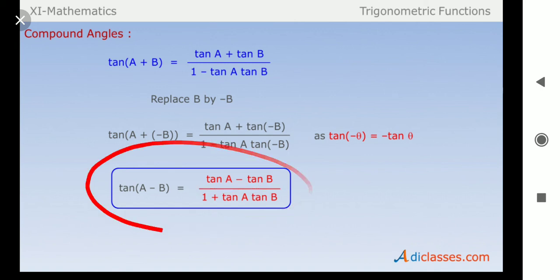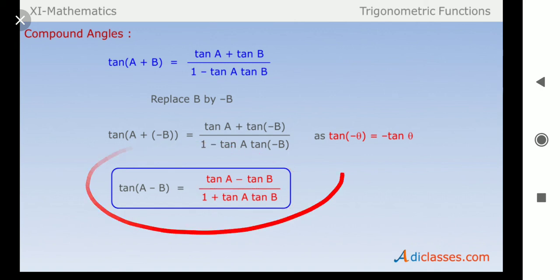So these are the formulas for the sum and difference of two angles in terms of sine, cos, and tan. We have studied them. The next thing we will study in the next lecture. Okay, next video lecture.